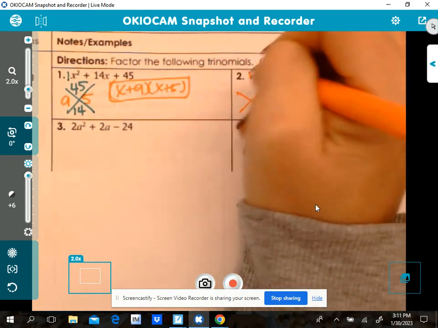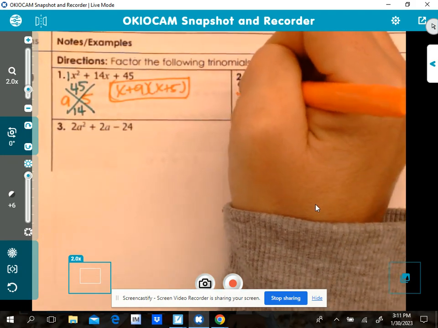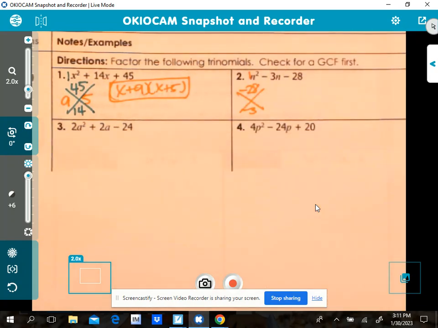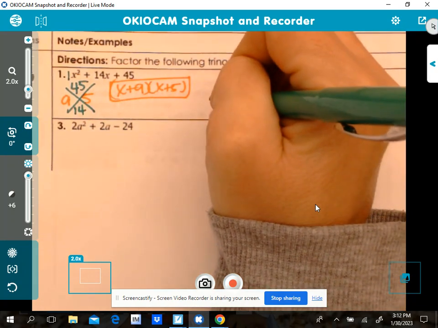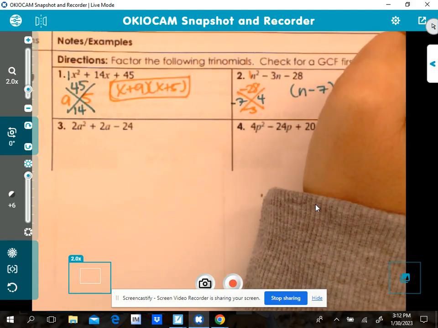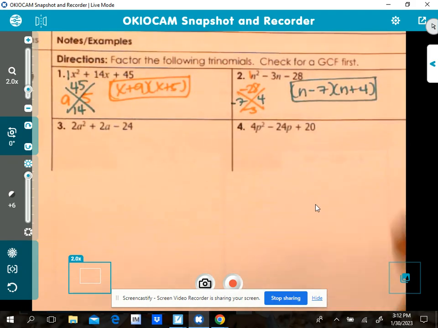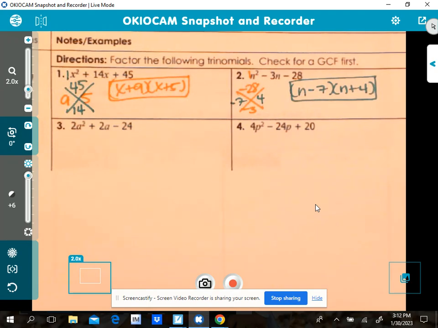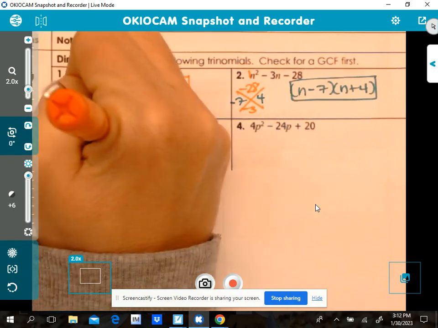All right, similarly, we're going to do this one over here. Again, numbers 1, no GCF. So 1 times negative 28 is negative 28, negative 3 in the bottom. And that gave y'all negative 7 and positive 4. And so you had n minus 7 and n plus 4. Okay. So those are kind of the very, very first ones we did where you didn't have GCF. A was always 1. Not much other than just knowing your multiplication facts.